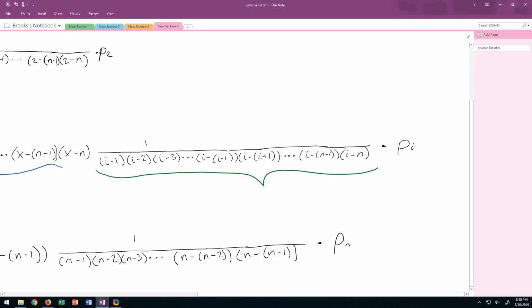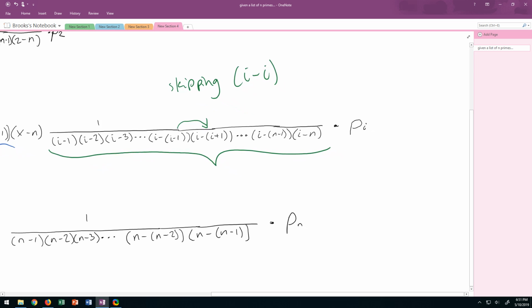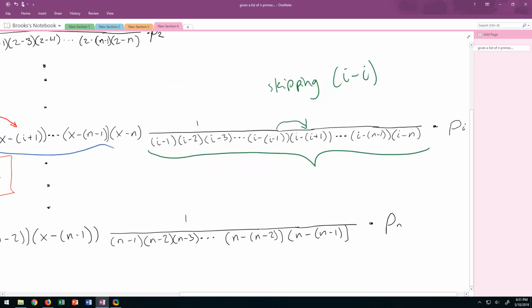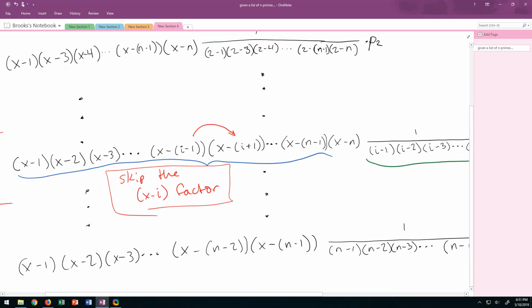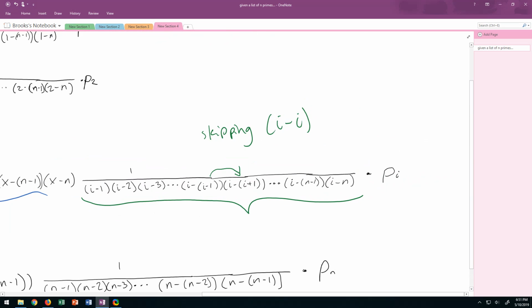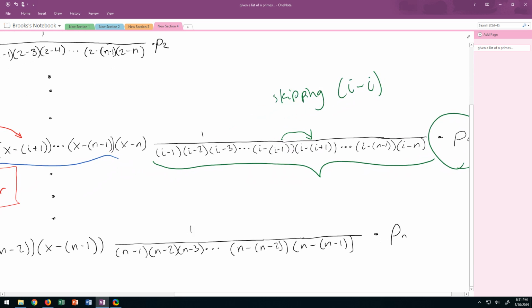So I have i minus 1, i minus 2, i minus 3, all the way until the i, and then I skip to the i minus (i plus 1) factor. So I'm skipping the i minus i factor, which would of course be 0, which would be extremely problematic. And then I continue from there all the way up until n. So the blue and green chunk together on the ith summand polynomial is going to be 1, so I have to multiply by p sub i, which is the ith prime.